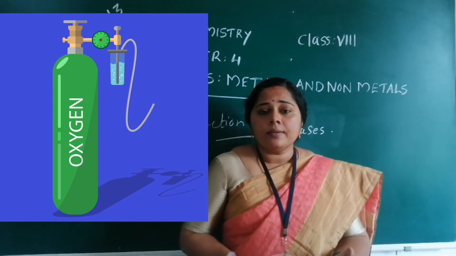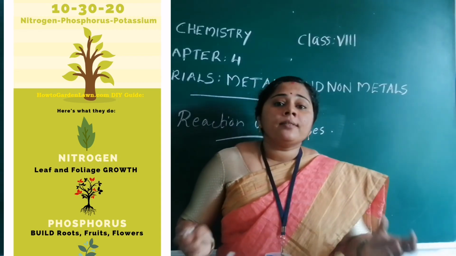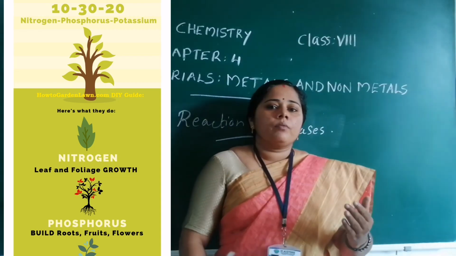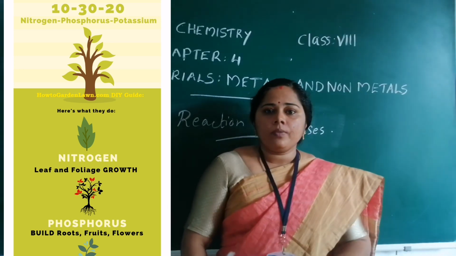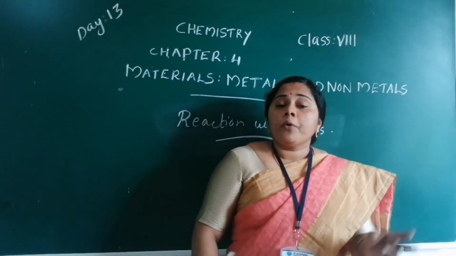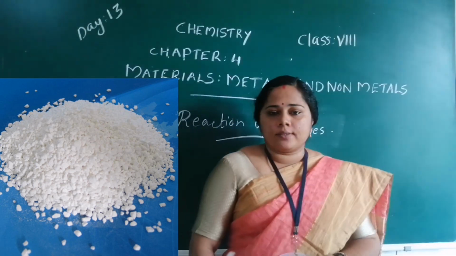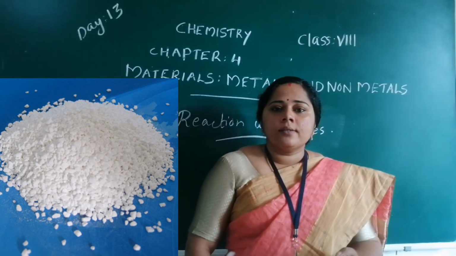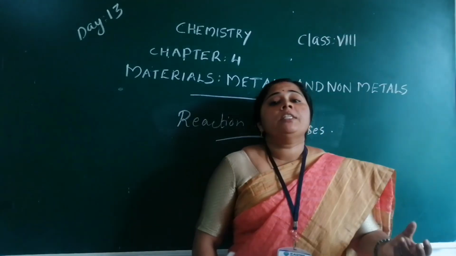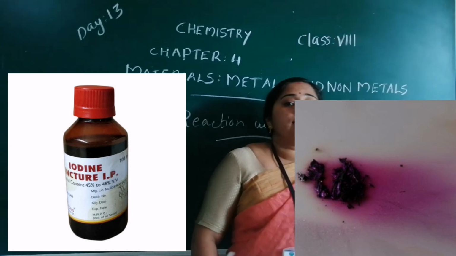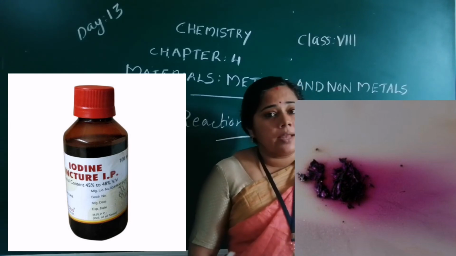Next, non-metals are used in fertilizers to enhance the growth of plants. The non-metals are phosphorus and nitrogen. Next, another non-metal, chlorine, is used in the water purification process. And next, a non-metal used in the purple colored solution applied on wounds as an antiseptic: iodine is used as an antiseptic.